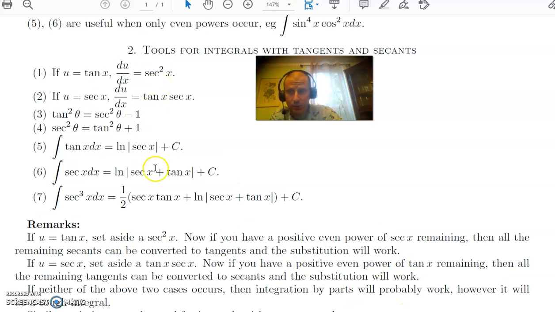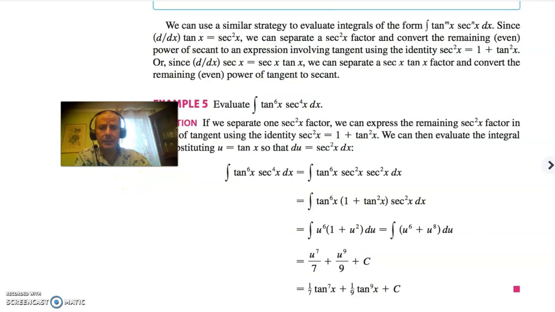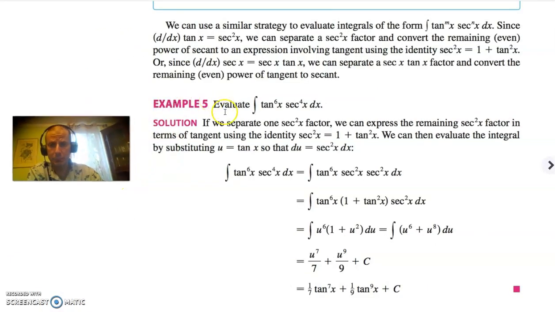In those cases, you use the Pythagorean identities for tangents and secants, which say that tangent squared theta is secant squared theta minus 1, which is equivalent to secant squared theta equaling tangent squared theta plus 1. Now, these ideas are successfully applied in example 5. In example 5, what we want to do is let u be tangent x.